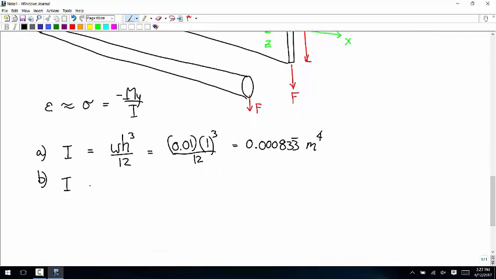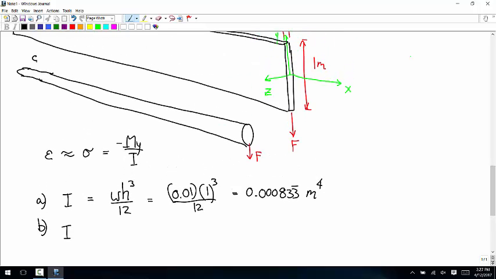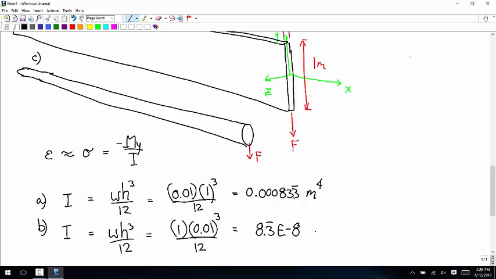So that was C. Now we're doing the calculation for B. That's a rectangle again, but now we've switched which one is the width and which one is the height. The width is 1, the height is 0.01, and that's the one that we cube, divided by 12. So that is 8.3 repeating times 10 to the minus 8. That's a much, much smaller area moment of inertia than A.